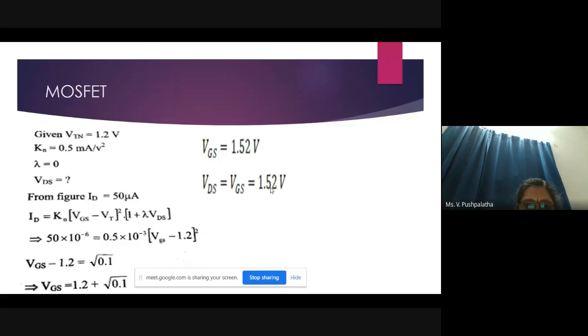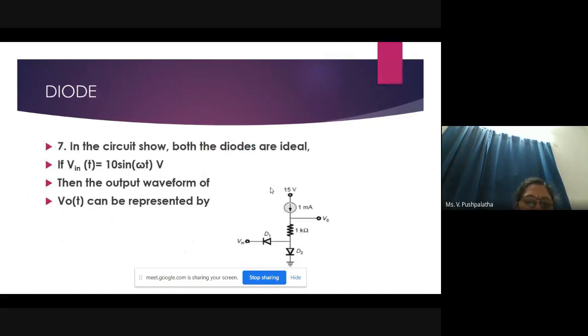Shall I move on to the next question? Next question based on the diode. In the circuit shown, both the diodes are ideal. I have taken here two diodes, D1 and D2. If V in, that is the input value, equals 10 sine omega t, then the output waveform of V0 of t can be represented by what?